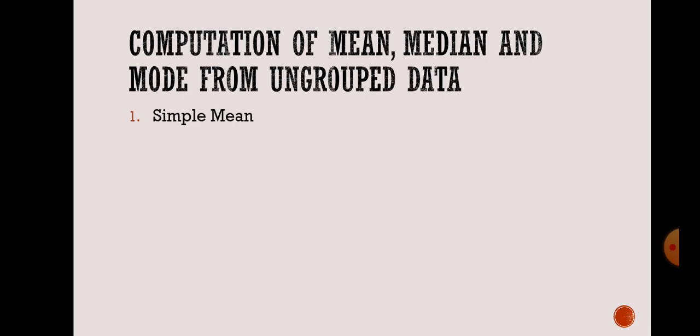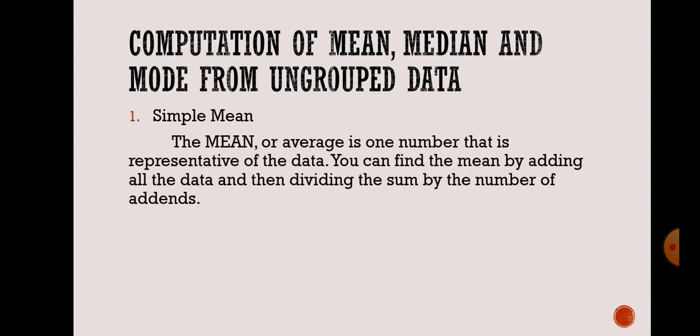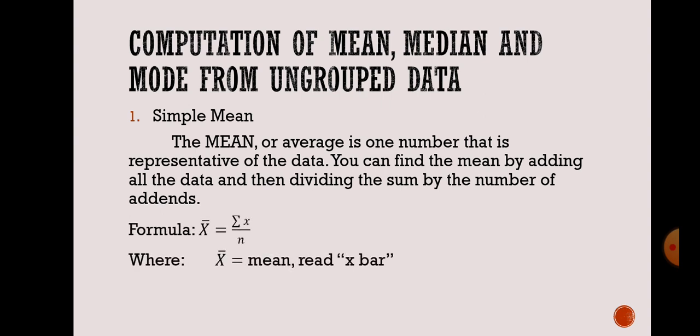Okay, so let's start with the simple mean, or simply the mean. The mean, also known as the average, is one number that is representative of the data. You can find the mean by adding all the data and then dividing the sum by the number of addends. Simply use the formula where we have x bar, which represents the mean, and then we have the summation of x. x represents the items or the scores or the collected data from your observations, and the last one is n, which is the number of items.